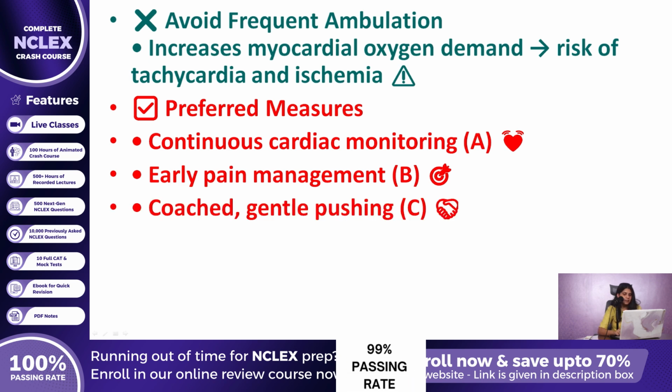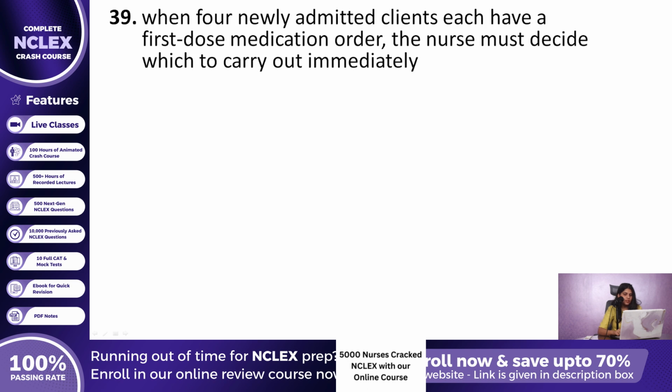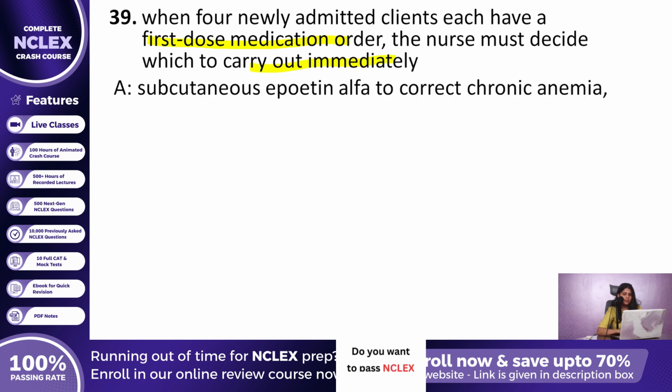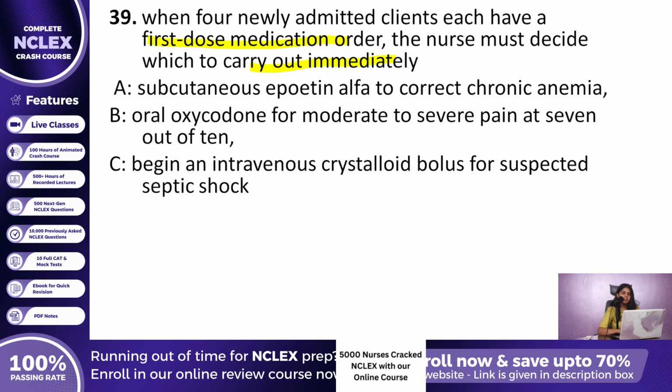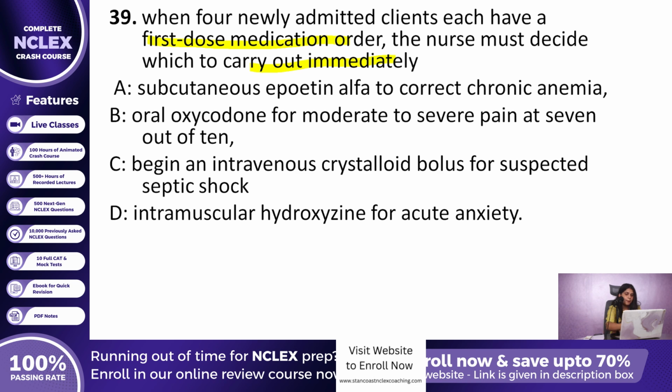Question 39. First, when 4 newly admitted clients each have a first dose medication order, the nurse must decide which to carry out immediately. A. Subcutaneous epoetin alfa to correct chronic anemia. B. Oral oxycodone for moderate to severe pain at 7 out of 10. C. Begin an intravenous crystalloid bolus for suspected septic shock. Or D. Intramuscular hydroxyzine for acute anxiety. The correct answer is C.